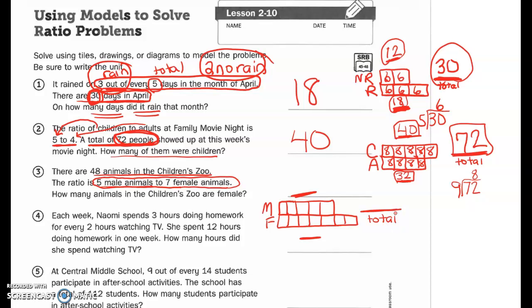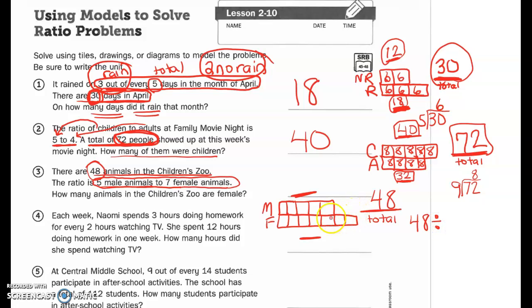And it says there are 48 animals in the zoo. So that looks like a total number to me. So it's going out here. So this is just like the ones we did before. So if you want to pause the video and figure out what would you divide 48 by.